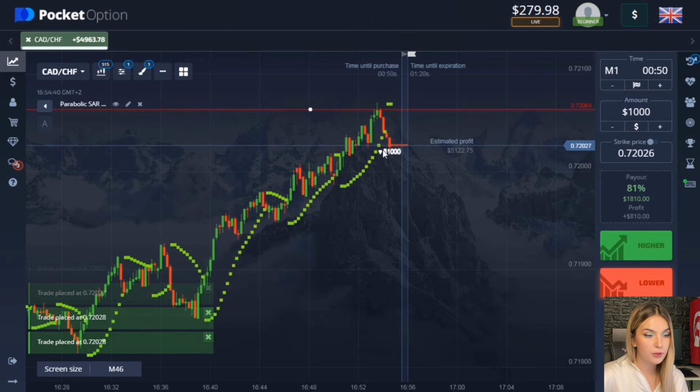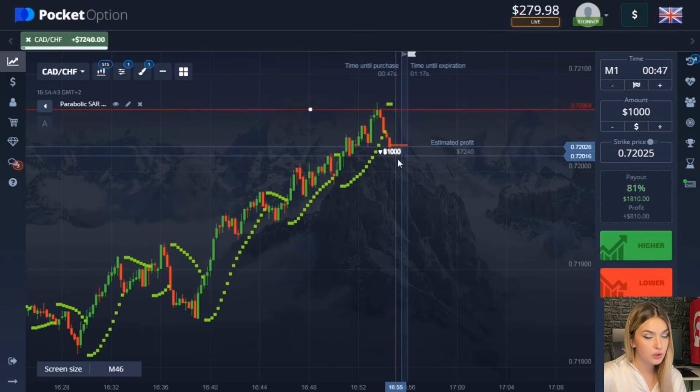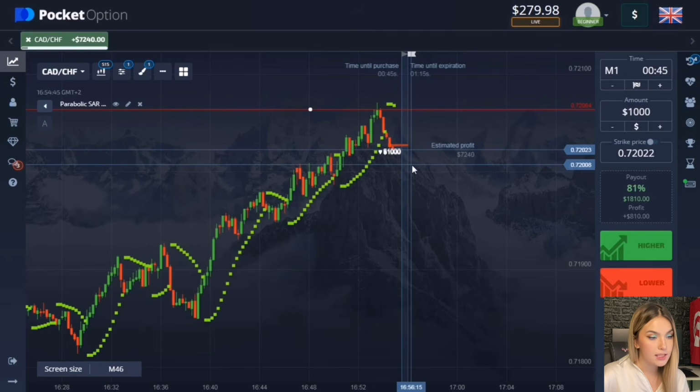I think that the price will be falling for some time and in this situation 1 minute will be quite enough. Since it's possible that in 2 minutes the price would have already pulled back up, that is why we opened a deal for 1 minute.